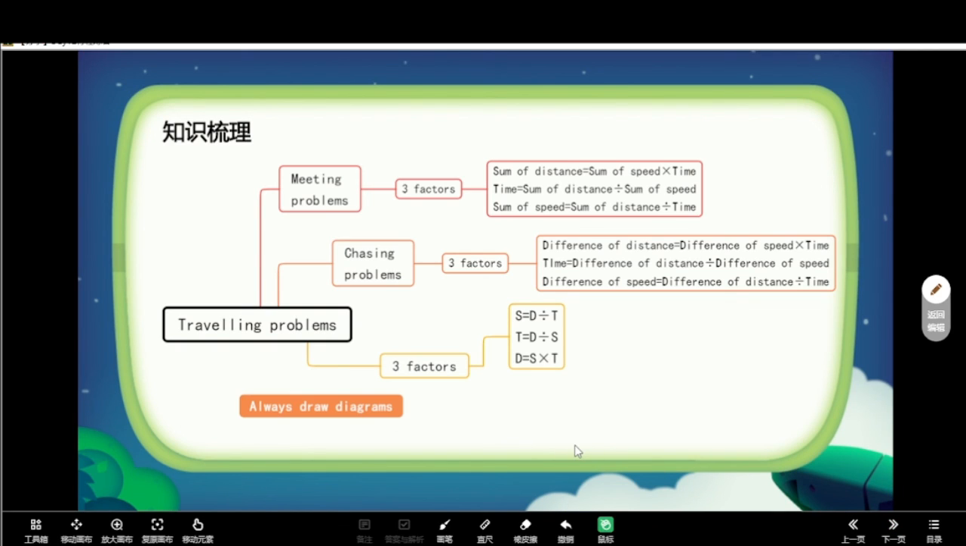Let's move on to our summary. There are no notes for today, but I just want to remind you again, we have learned the traveling problems, different kinds of traveling problems, and for meeting problems, chasing problems, and basic type of traveling problems, actually they're all asking about the 3 factors. So if you can remember the relationship between the 3 factors, you can solve all kinds of questions. And it is very important for you to draw diagrams. Always draw diagrams to show.